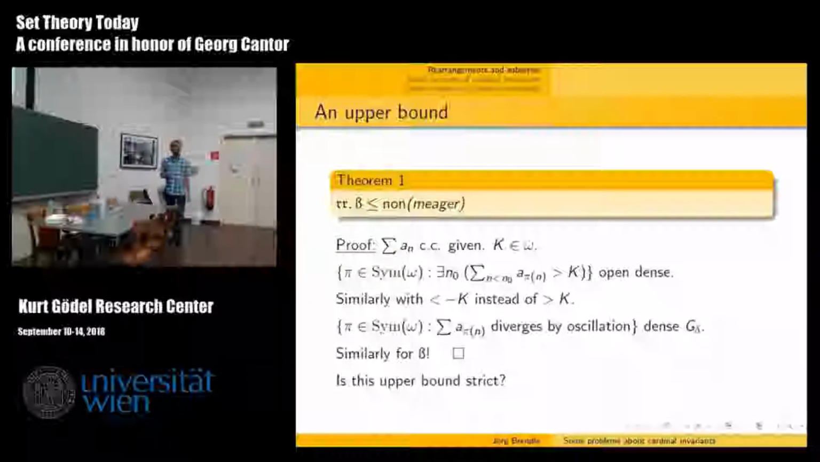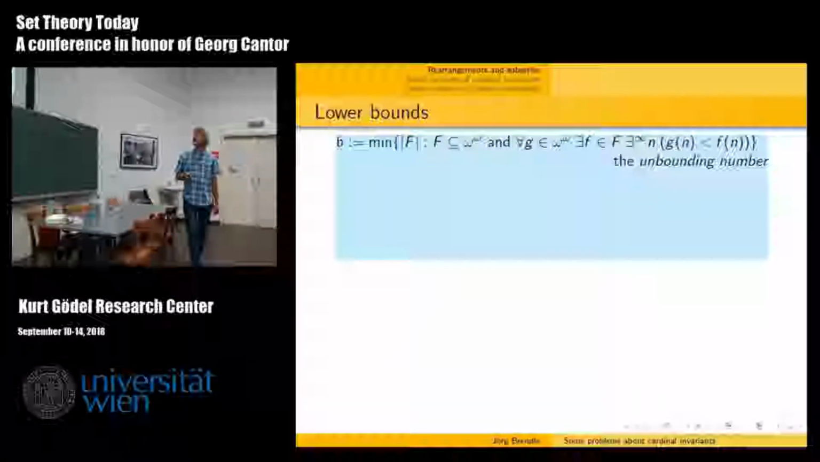Okay, now the question is, is this upper bound strict? I will come back to this in a couple of minutes. That's a natural question, because it could still be the case that one of these cardinals is simply equal to non-meager. Okay, now we look at lower bounds.